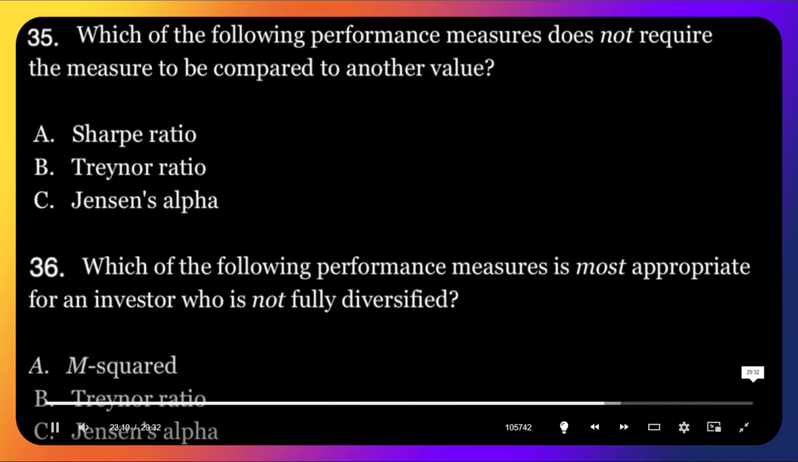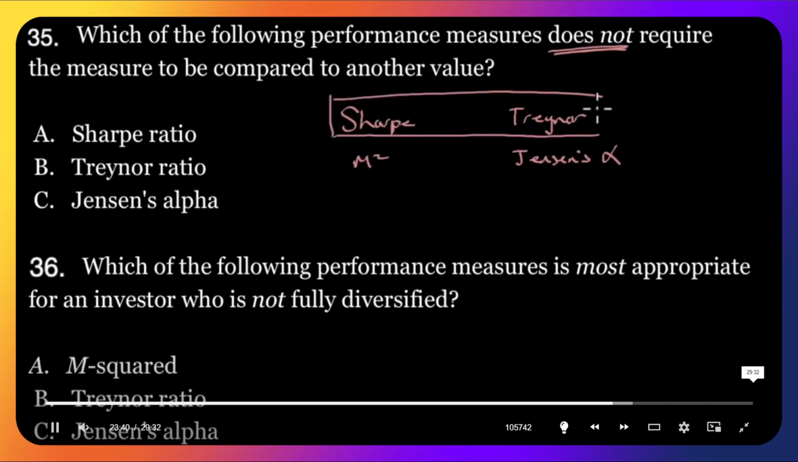Which of the following performance measures does not require the measure to be compared to another value? And again, our 4 were Sharpe, M squared, Treynor, and Jensen's alpha. The Sharpe and the Treynor had to be compared to the market. So these 2 had to be compared to something else. M squared and Jensen's alpha can stand on their own.